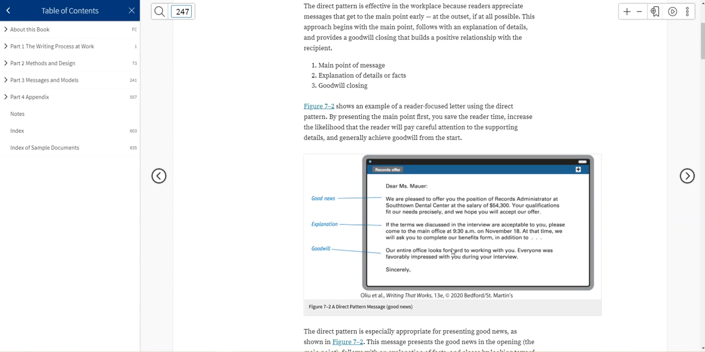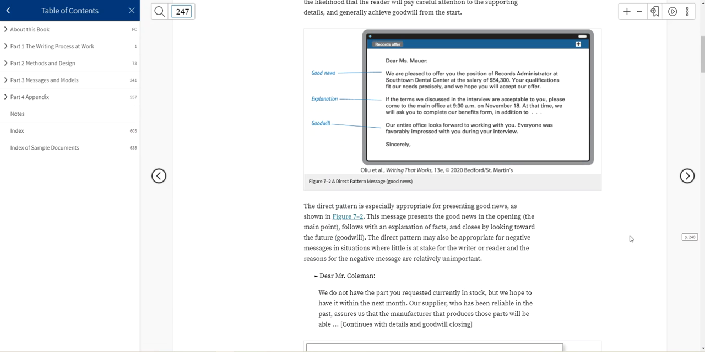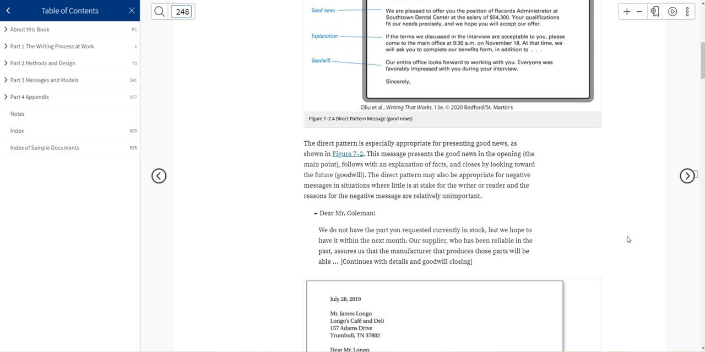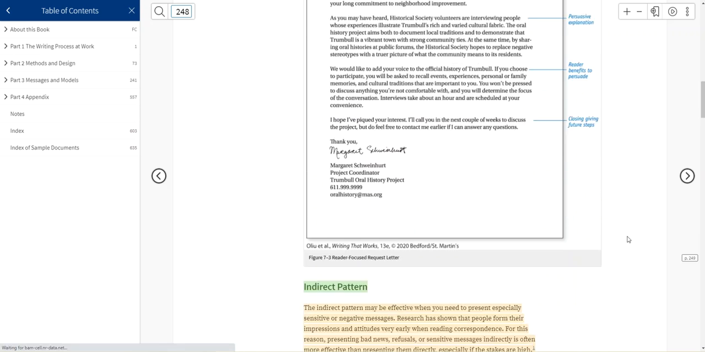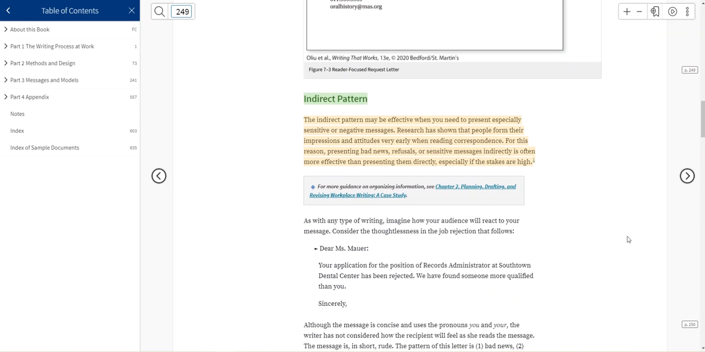You have the 3-paragraph format. You need to have the opening, the closing, and then the explanation here in the middle. It's important that all of your emails or letters should be at least in this basic 3-paragraph structure. The indirect pattern may be effective when you need to present especially sensitive or negative messages.